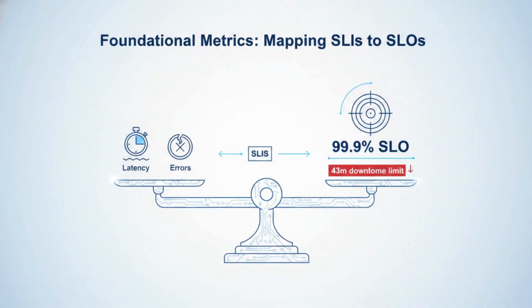Before we can detect anomalies, we must define what normal looks like. This starts with service-level indicators, or SLIs. For a high-availability system, we typically focus on the 4 golden signals: latency, traffic, errors, and saturation. These indicators are the raw data points. When we wrap these in a service-level objective, or SLO, we are setting a target level of reliability. For example, a 99.9% availability target allows for only 43 minutes of downtime per month. Anomaly detection serves as the guardian of these targets, identifying deviations in the SLIs that threaten to breach our SLOs long before the error budget is exhausted.